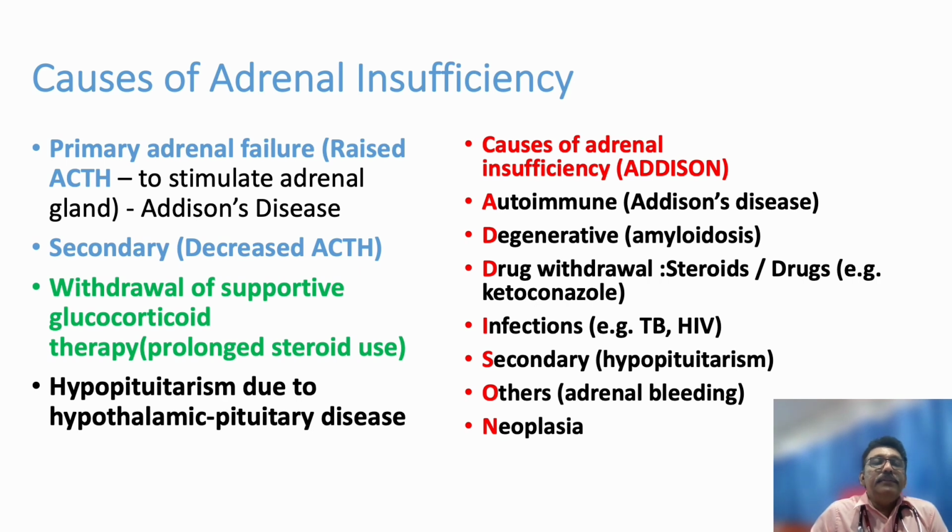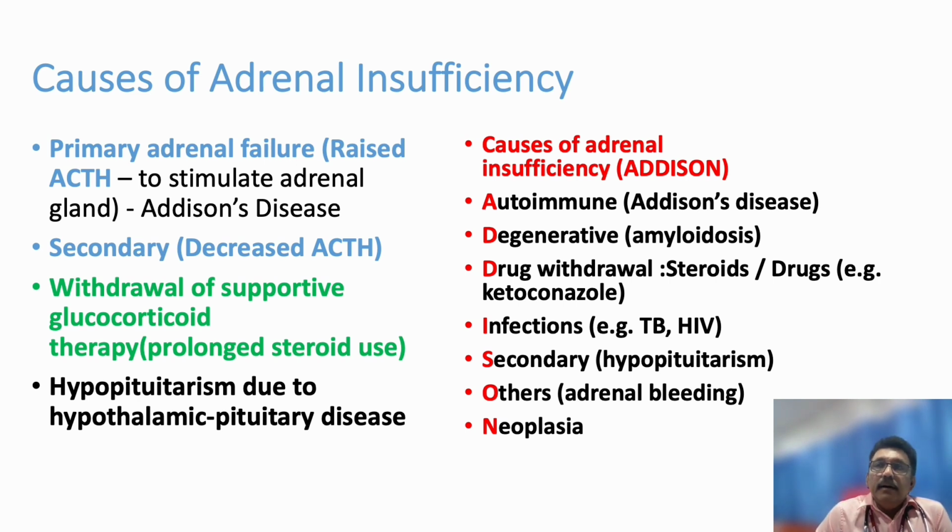Primary adrenal insufficiency, raised ACTH will be there. Addison's disease, that is one of the common diseases which can produce primary adrenal failure. Secondary adrenal failure is seen in decreased ACTH conditions. Now the third one will be withdrawal of supportive glucocorticoid therapy. That is one of the most important secondary adrenal insufficiency we treat in the emergency room.